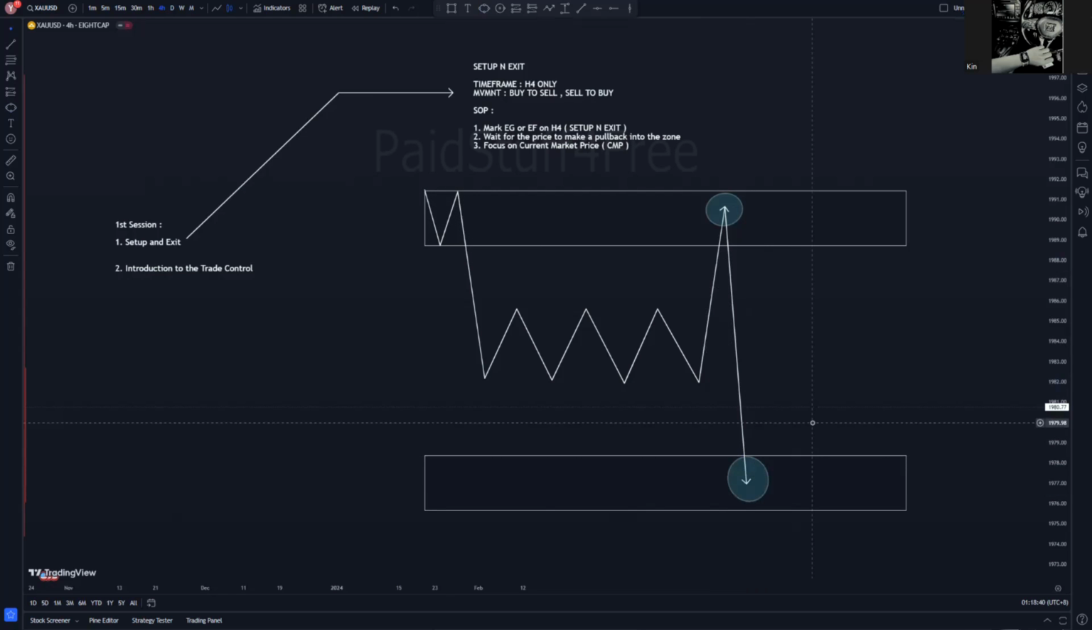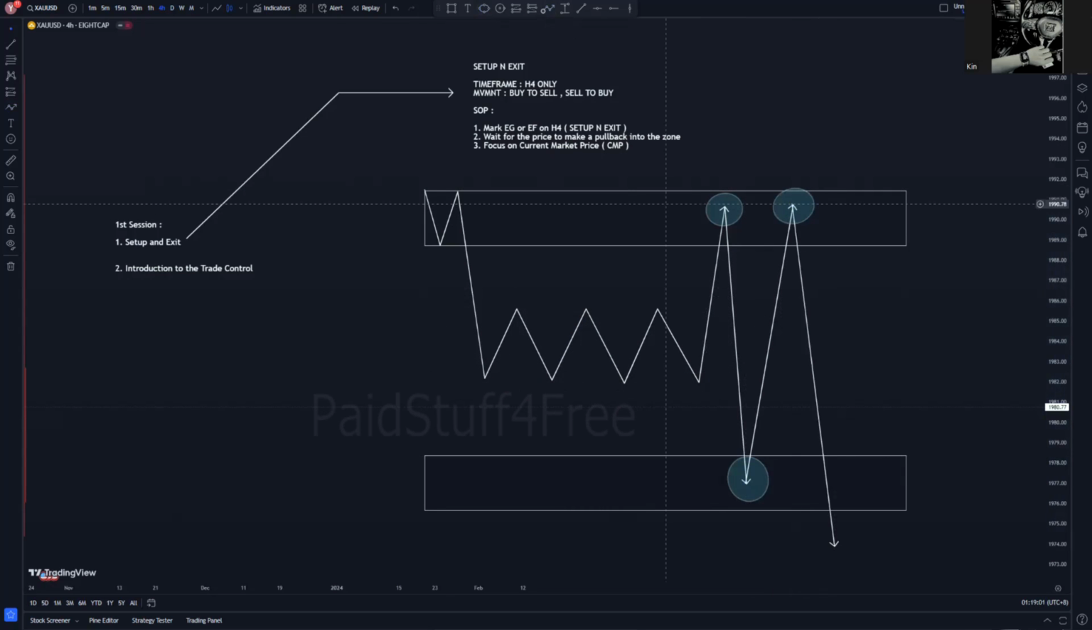Get it? So from the buy zone, the price is going to exit on the sell zone. And when the price gets into the sell zone, what to do again? Back to what I said: focus on the CMP again, the current market price. And then the price went down to the buy zone again, like this.